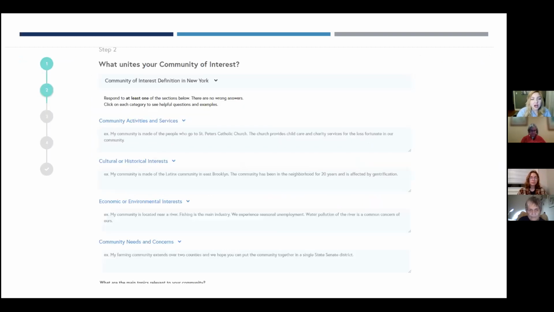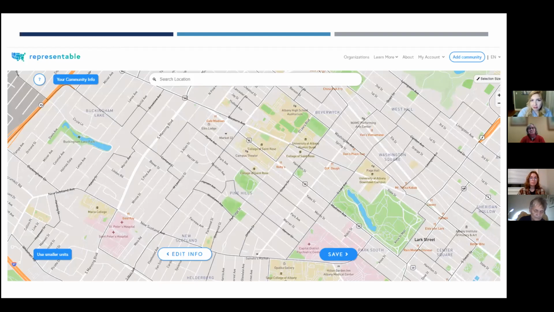So you basically log on, you create an account. Don't worry, they will not spam you. They'll ask you some question prompts about your community. What are some activities or services, historical, cultural interests, just some prompts to get you thinking. And then they will present you with a Google map. And this map has lines on it too, but these are census blocks. So this will give you the opportunity to actually click together census blocks to create your community of interest.